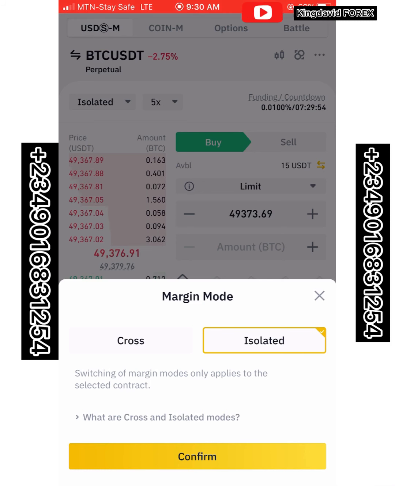So it's going to make use of what you are using to trade currently. So if anything happens to the trade and you tend to lose your trade, you're going to lose what you are trading with. But if you're using cross mode, it's going to make use of the available balance to serve the trade. Okay, so our advice, you should always be in isolated.